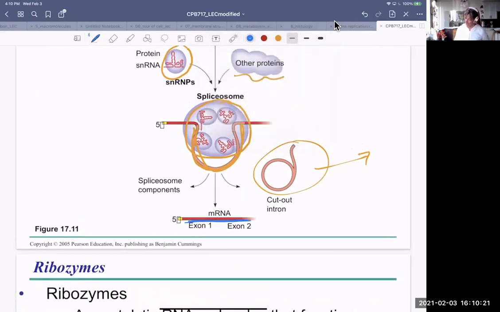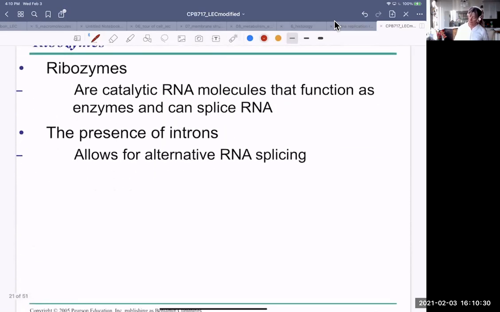And the remaining messenger RNA here, red please. That's the messenger RNA that will be translated. Very interesting.